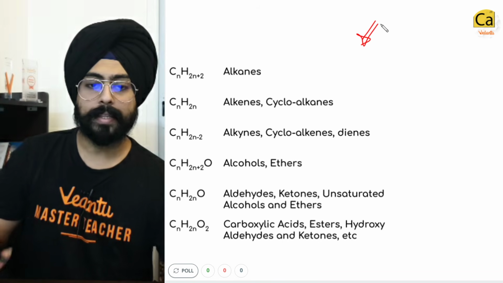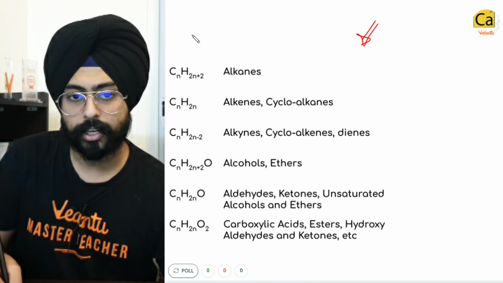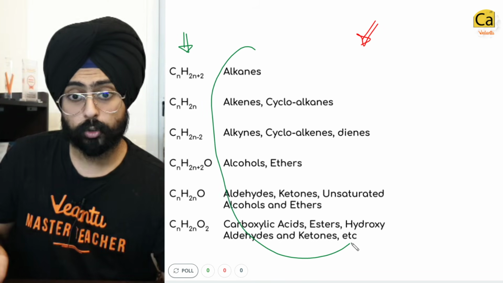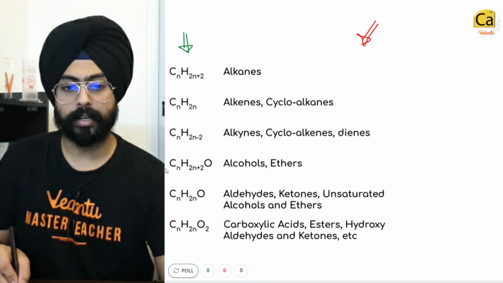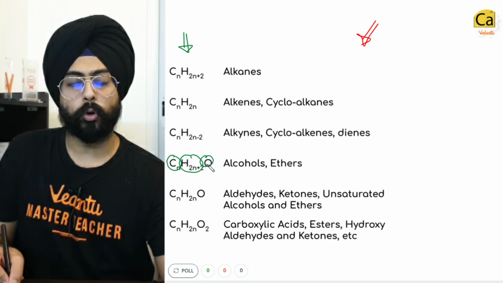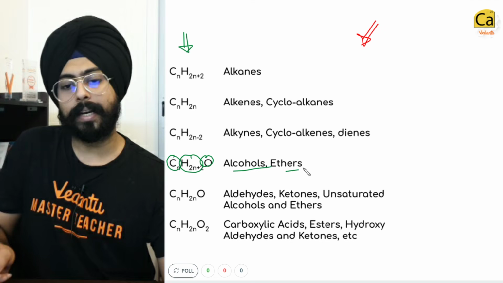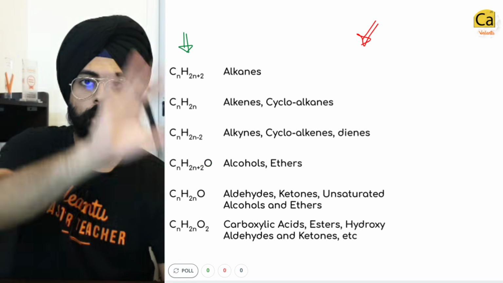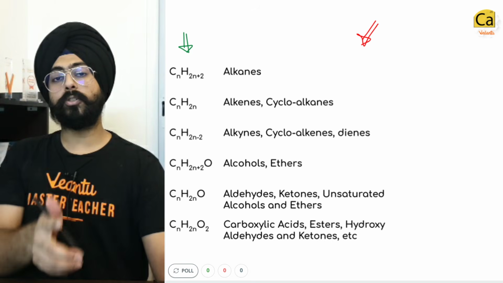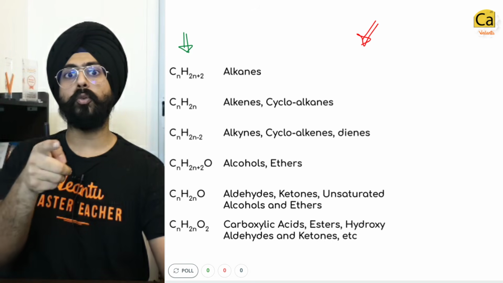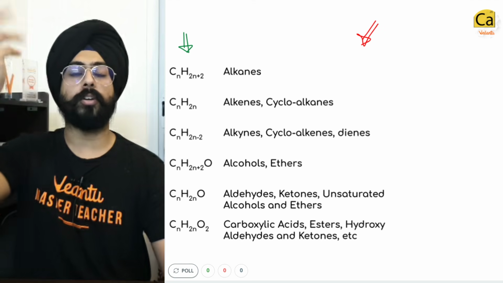It just tells you that if this is the condensed formula, then these could be the possible functional groups that you can get out of it. For example, CnH2n+2O, the example that we just saw, you can get alcohols and ethers out of this particular condensed formula. This table will be very helpful while solving those integer type questions where they ask you how many isomers exist for a certain given formula.